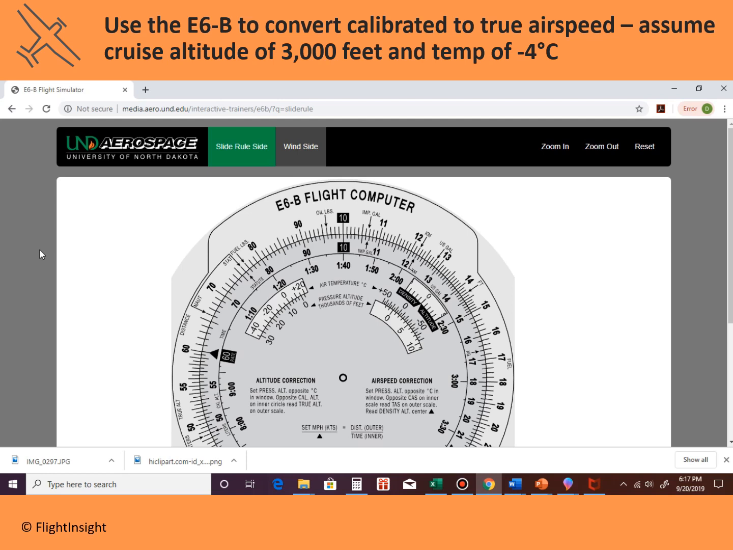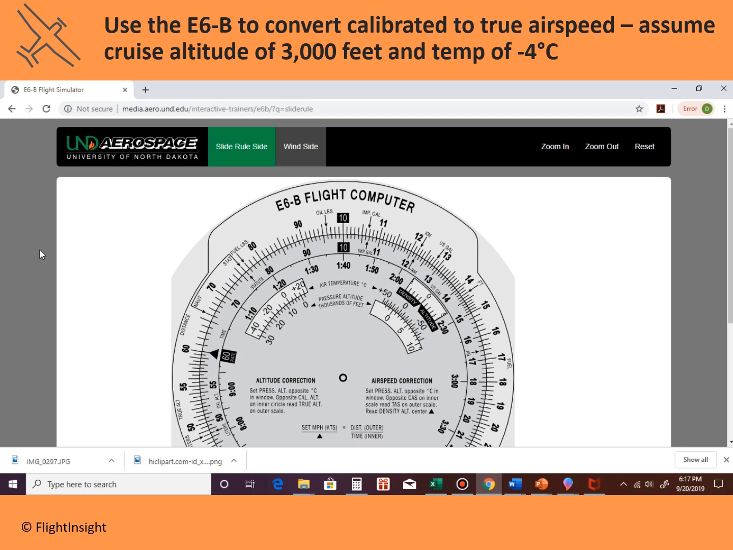The first calculation we're going to do using the E6-B is going to be to find our true airspeed. Now, if you have your E6-B with you, you can follow along with this. If you don't, you can do what I'm doing here, which is use an online version of it. This is from the University of North Dakota. Their wonderful aerospace program has an online E6-B, and rather than just feeding it raw data, you can actually spin the wheel around and use it the way you would if you had it in your hand. So thanks to the UND for this one.